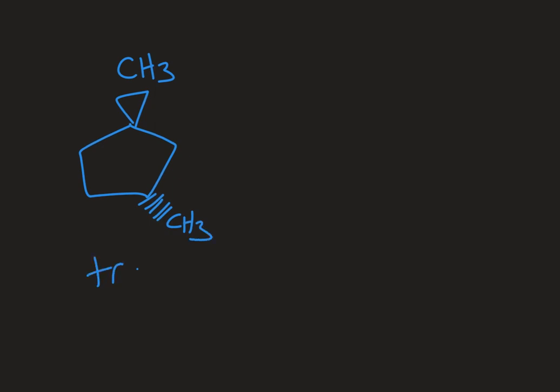So then if we look at the trans example, you just have to have one substituent that's up and one substituent that is down. And the stereochemical relationship between those two substituents then would be trans. Okay, so this methyl is sticking out at us. This methyl is going back. They are on opposite faces of the ring, and so they are going to be trans to one another.